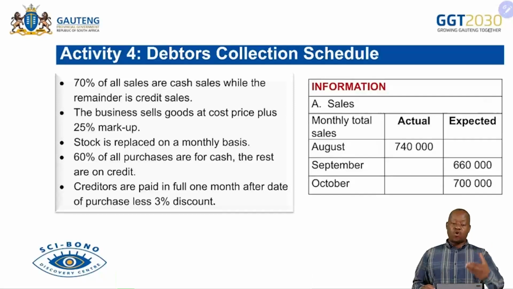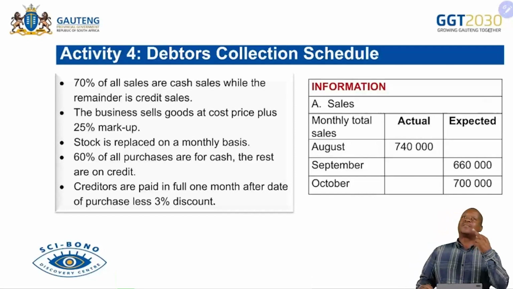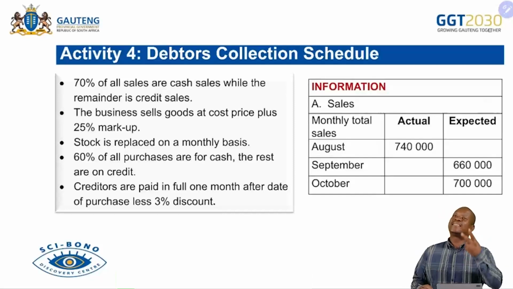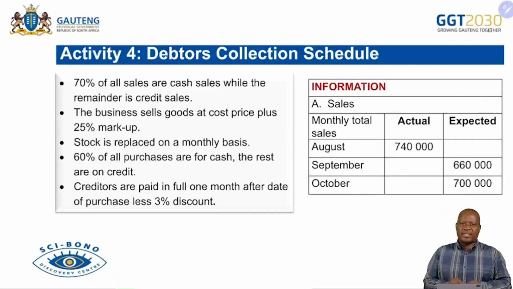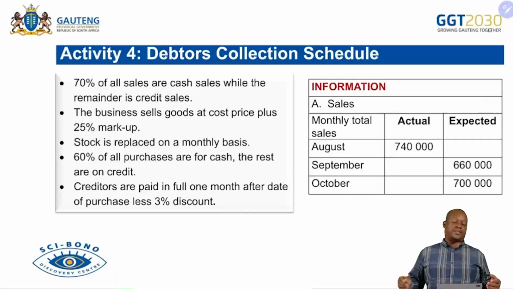So we already know what happened in August. That's why we've got the actual there. But these are our sales figures for the 3 months. Remember, when having sales, we can use it to find cash sales. We can use it to find credit sales. We can also use it to find purchases. And when we know purchases, we can find credit purchases and cash purchases. So you can see sales is our key. When we have sales, we have got the rest.